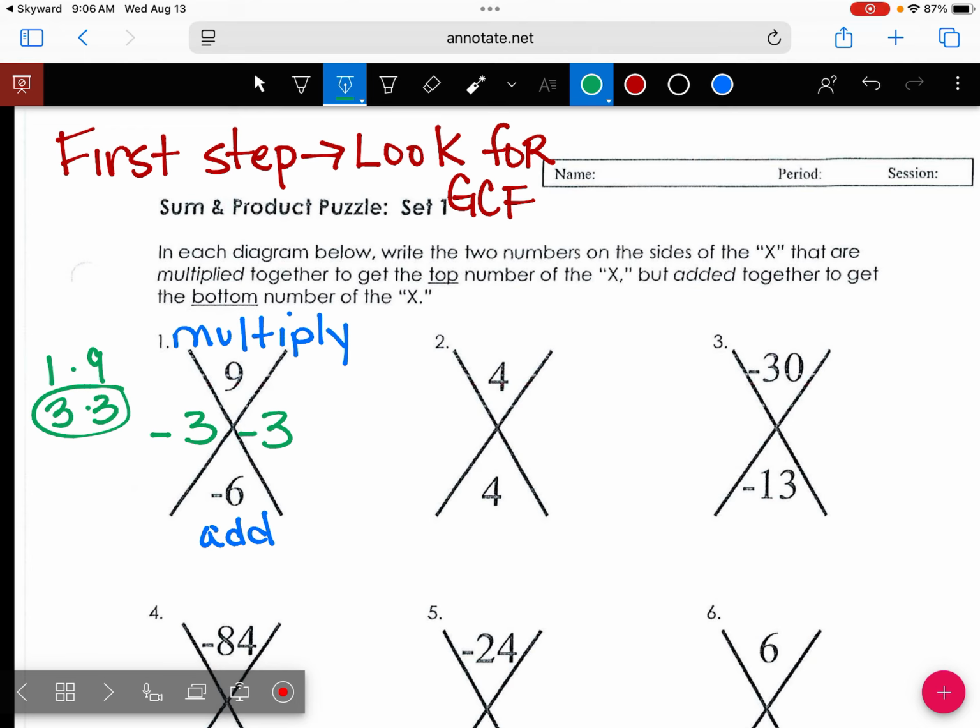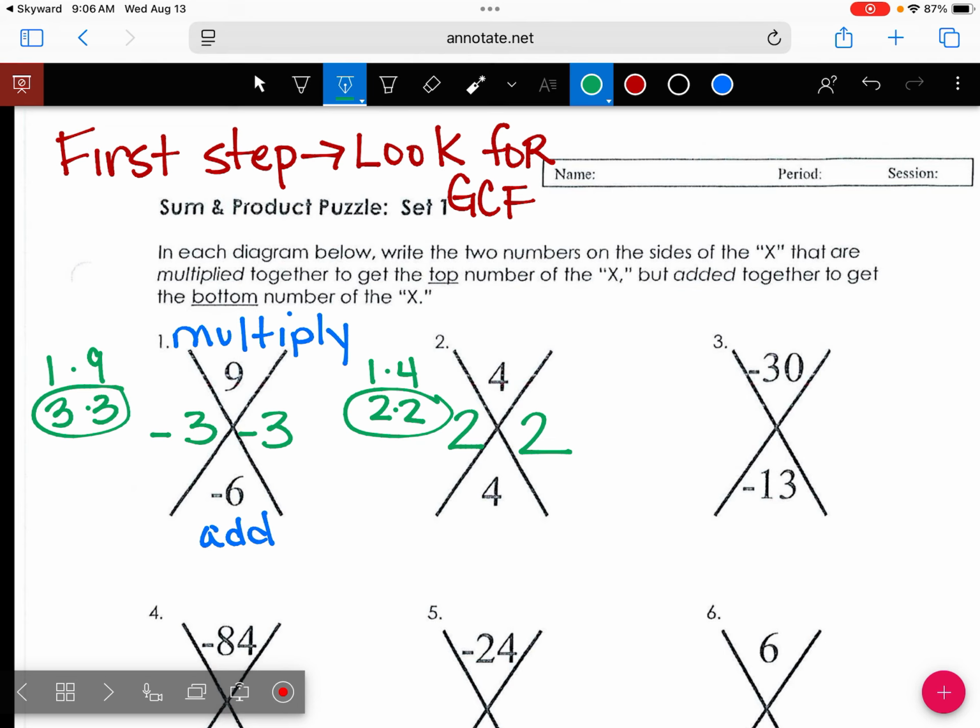In order to get 4, the only thing I can multiply would be 1 times 4 or 2 times 2. Which one of those pairs would add to be 4? 2 times 2. So that would be my two numbers, both positive.